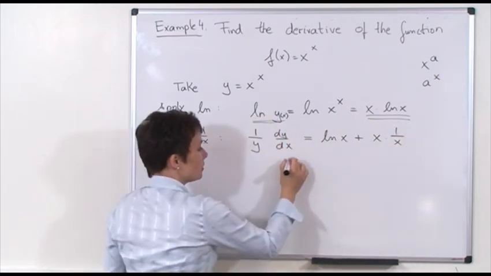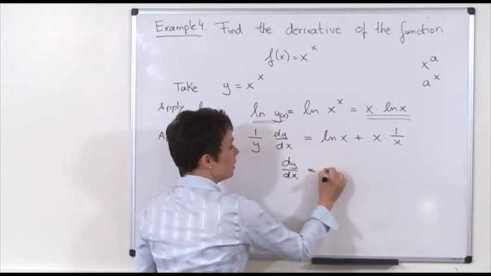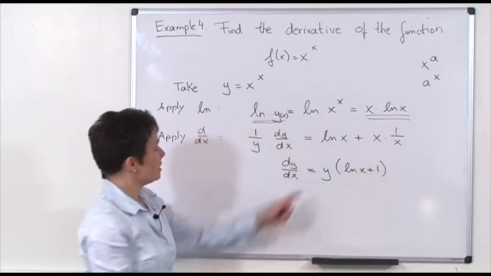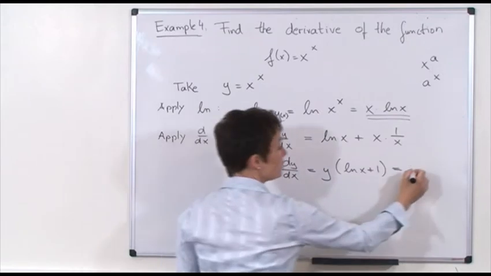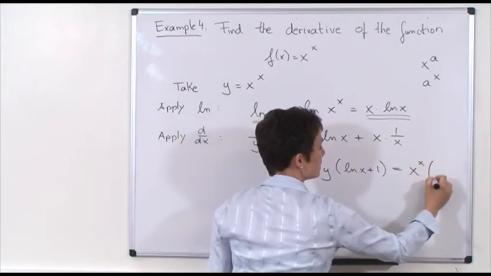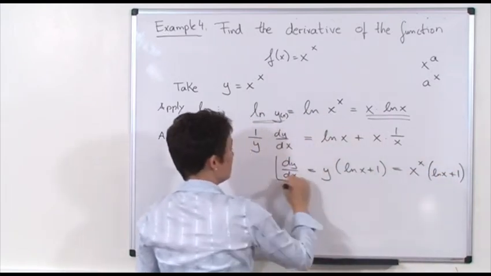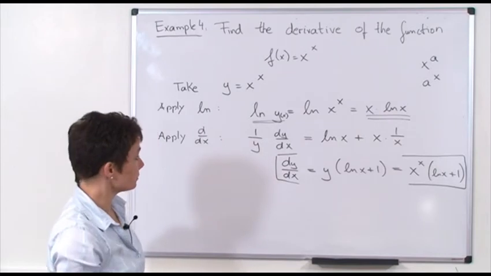Remember, we are after the derivative, we are after dy by dx. Take the y on the other side, we'll get y times ln x plus 1. And since y is equal to x to the x, we have now our derivative as being x to the x times ln x plus 1. So this is here the derivative of the function.